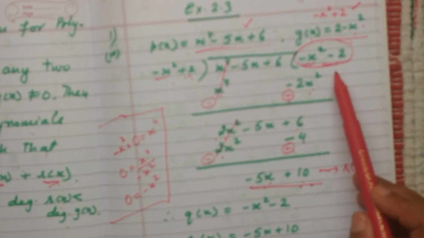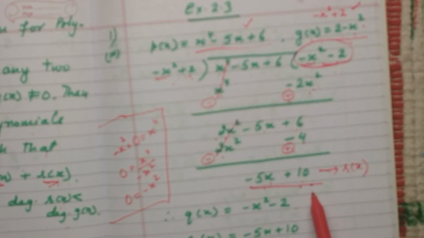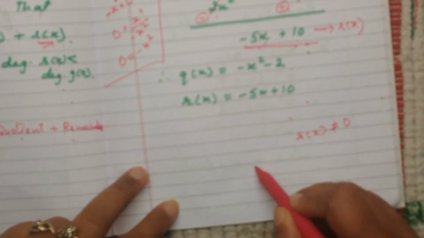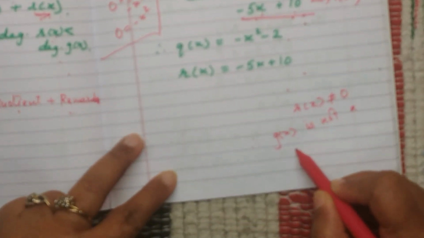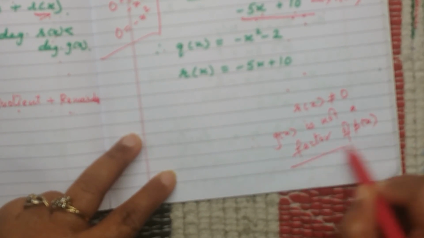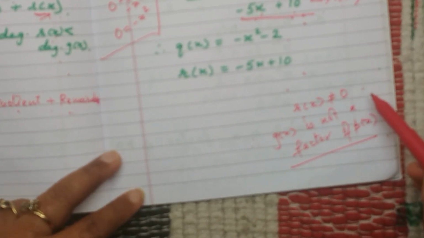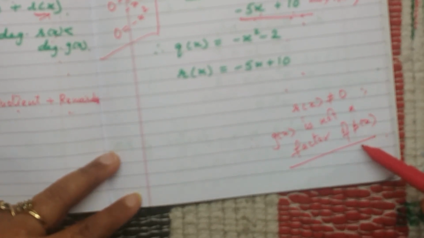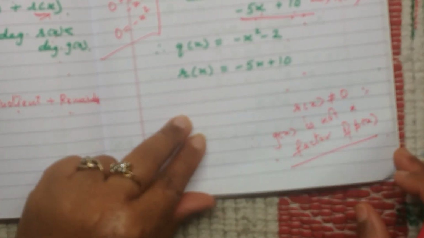The remainder is minus 5x plus 10. But in order for g(x) to be a factor of p(x), the remainder should be 0. Here the remainder is non-zero, so you say r(x) is not equal to 0. Therefore g(x) is not a factor of p(x). So the solution remains the same. You need to divide and just observe the remainder. If the remainder is 0, you say yes, g(x) is a factor of p(x). Otherwise you say no, g(x) is not a factor of p(x).